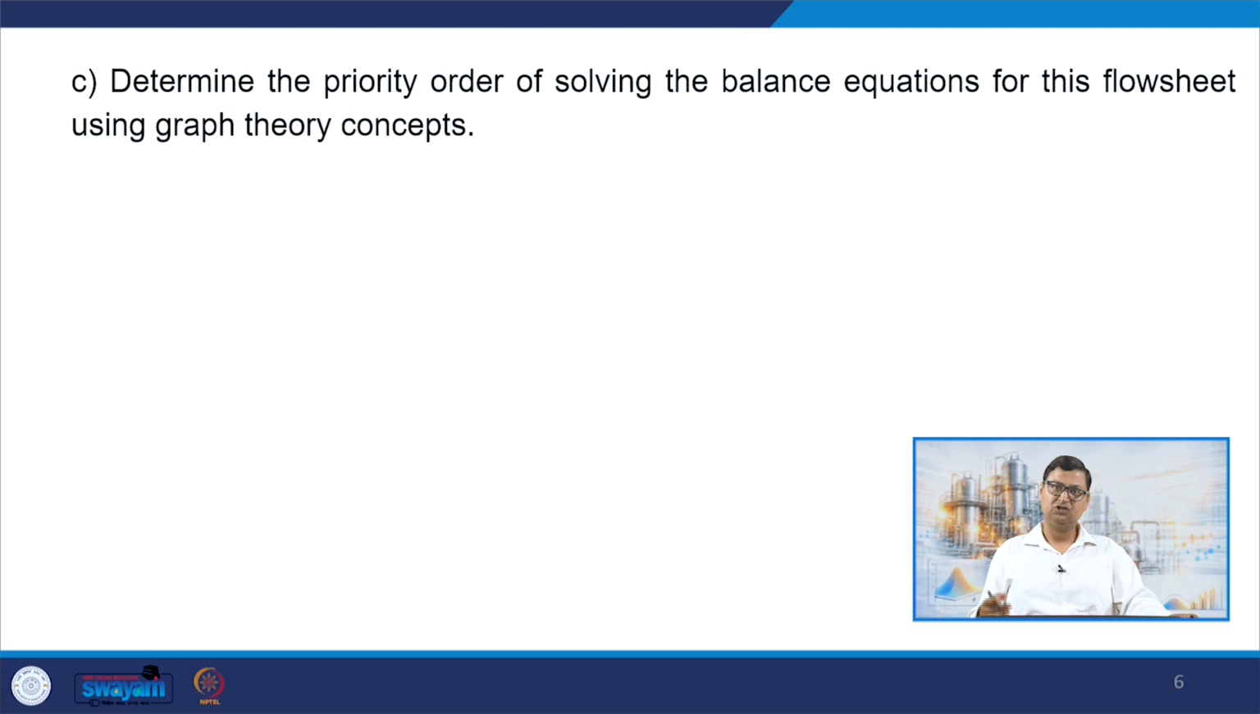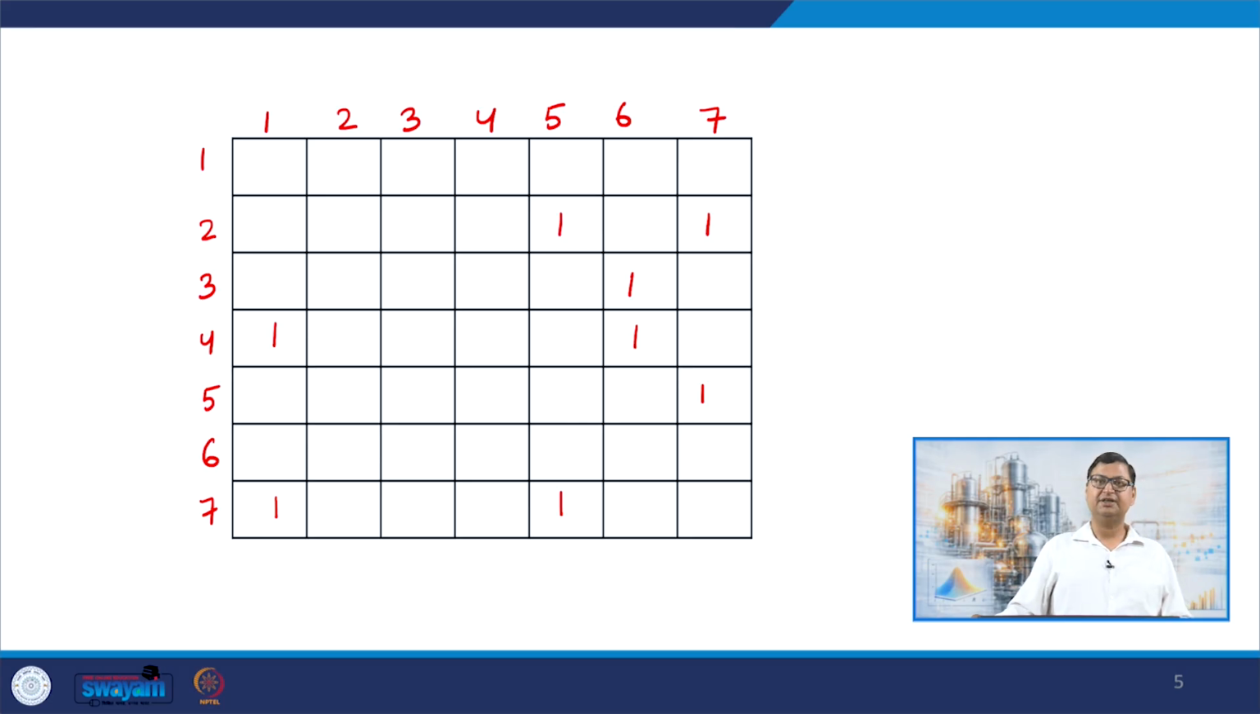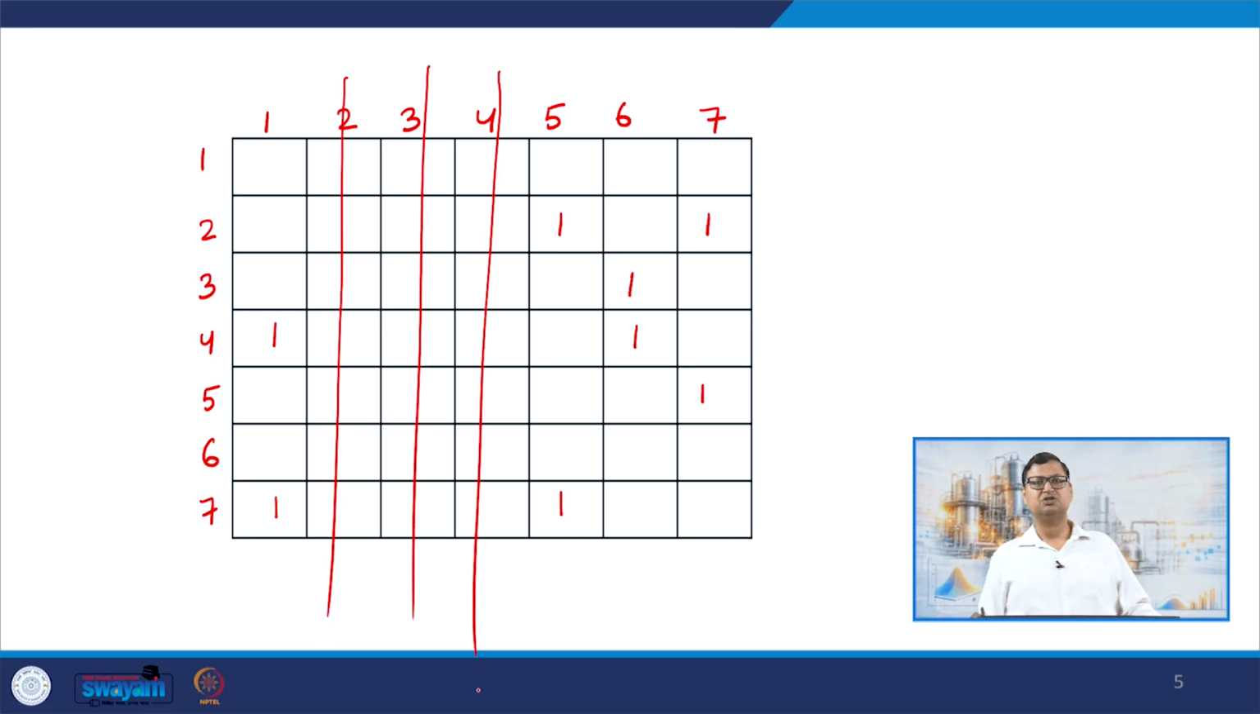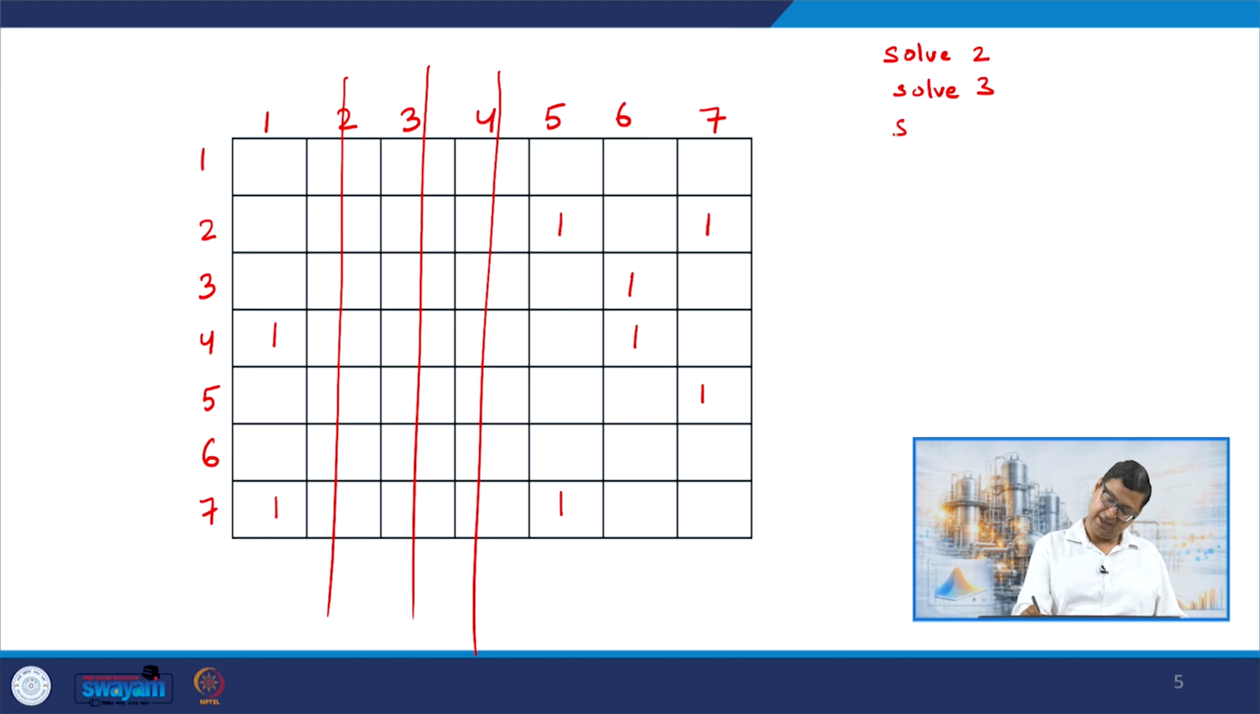So, we go back to our idea, we look for the columns in this matrix containing all zeros, and in this case what are the columns containing all zeros? This is corresponding to 2, 3 and 4. All these columns contain all zeros, right. So, my first step is going to be basically solve 2, then solve 3 and then solve 4 pretty much in any order.